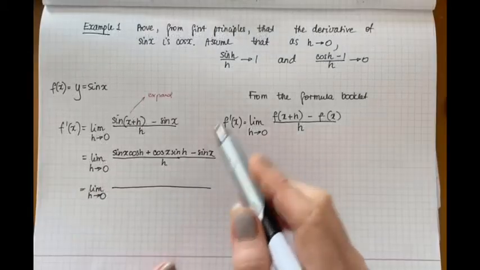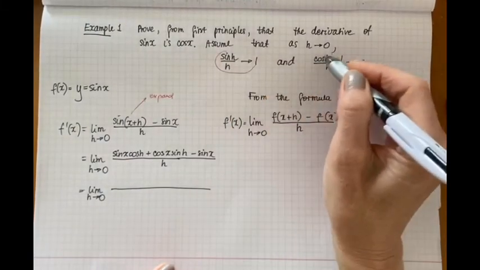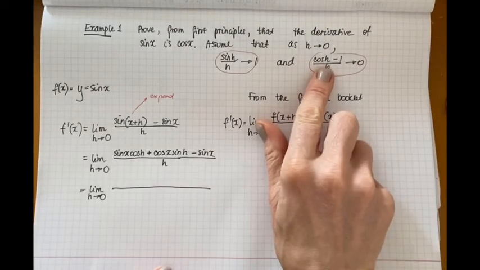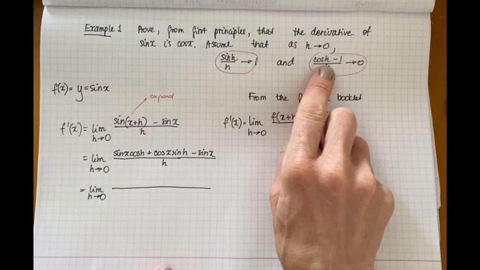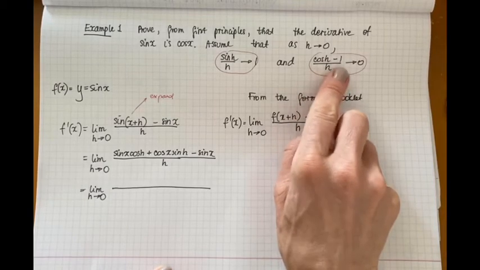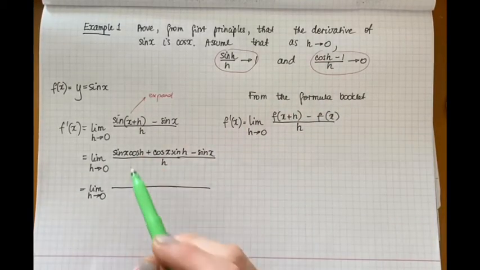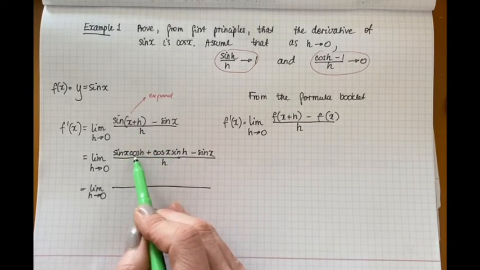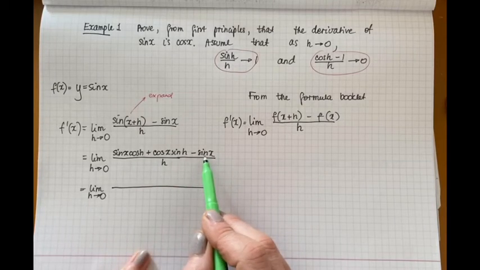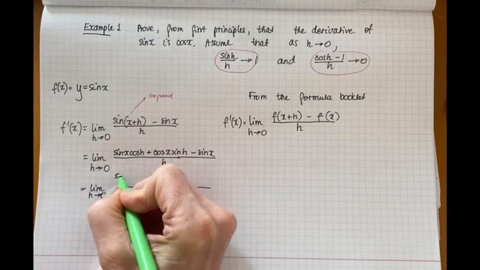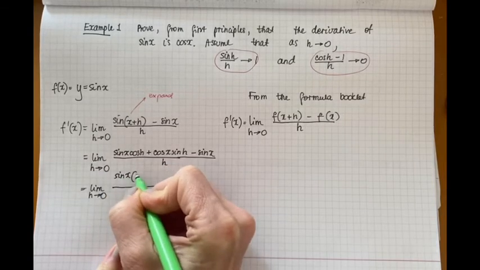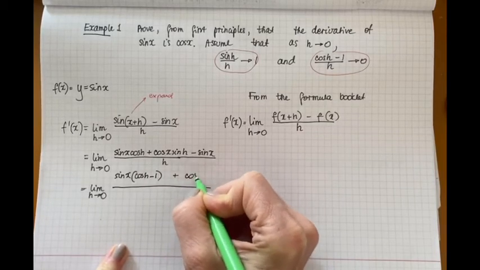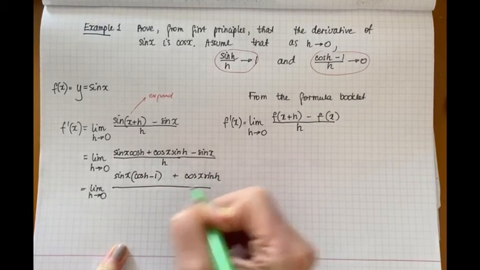So what I'm planning to do, I want to be able to use these results as I've been warned to do in the question. So in the case of cos h minus 1 over h, what I want to do here is look for cos h. I've got cos h here. But how do I get minus 1? Well, this cos h is multiplied by sine x, and here I've got minus sine x. If I factorize that sine x, I will obtain cos h minus 1, and then I'll still put cos x sine h, and that's over h.